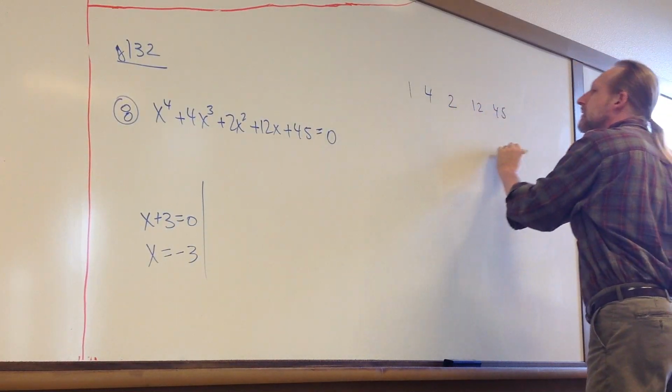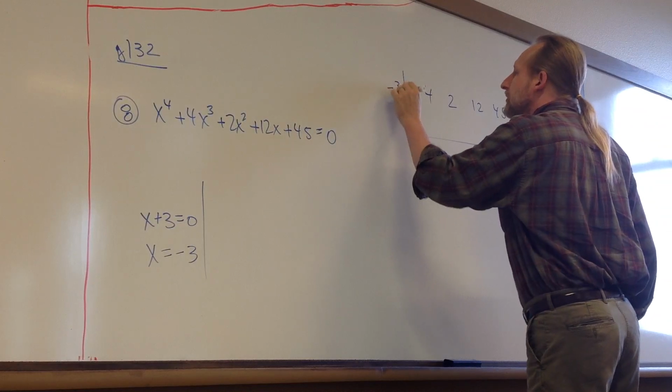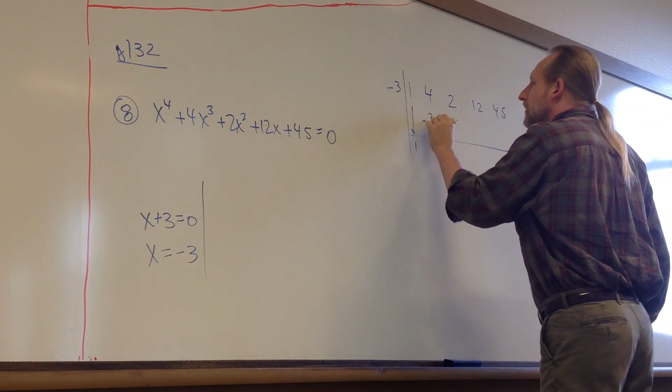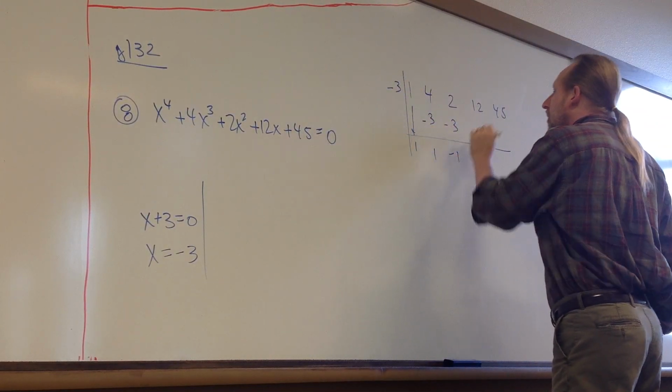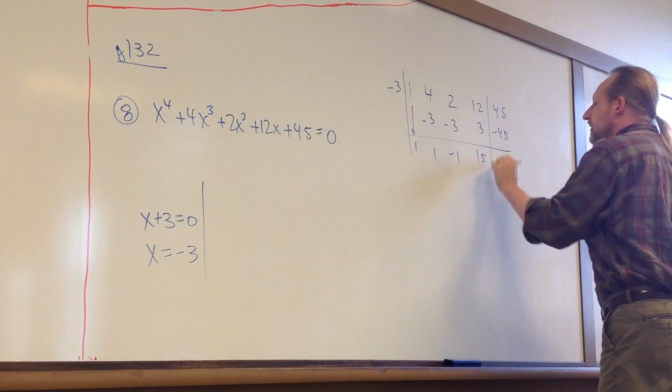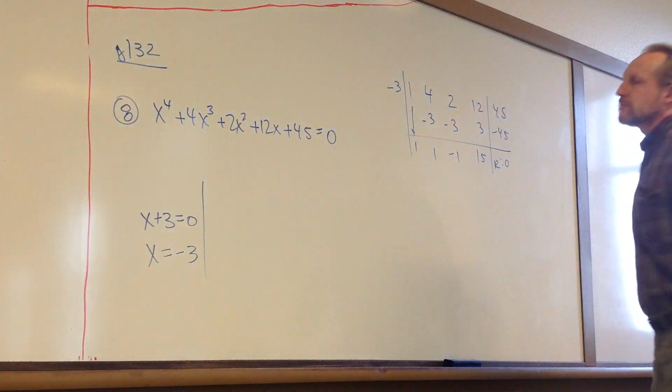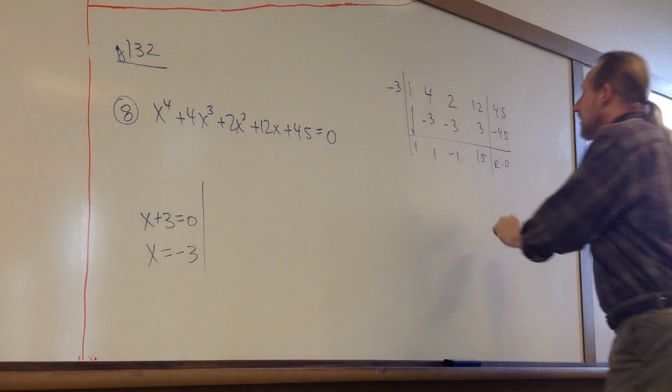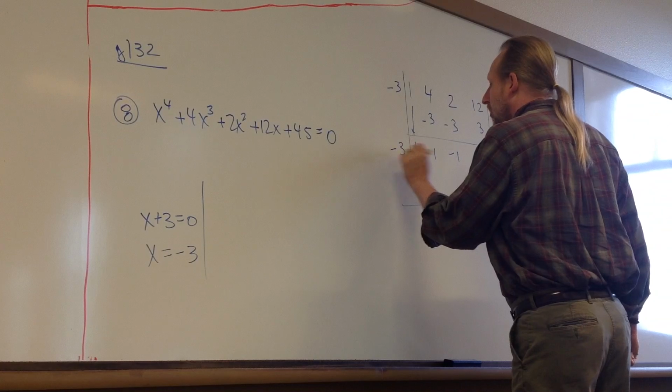That's how we know for sure that this -3 is a repeated root. So let's do the synthetic division. We'll put our coefficients up there. -3, 15, -45. There's our 0 remainder. Okay? Now, let's do it again.